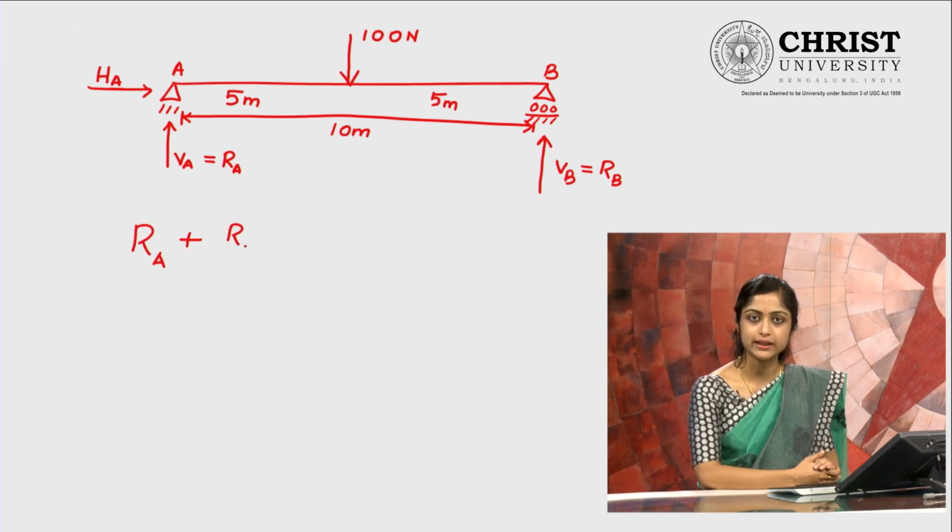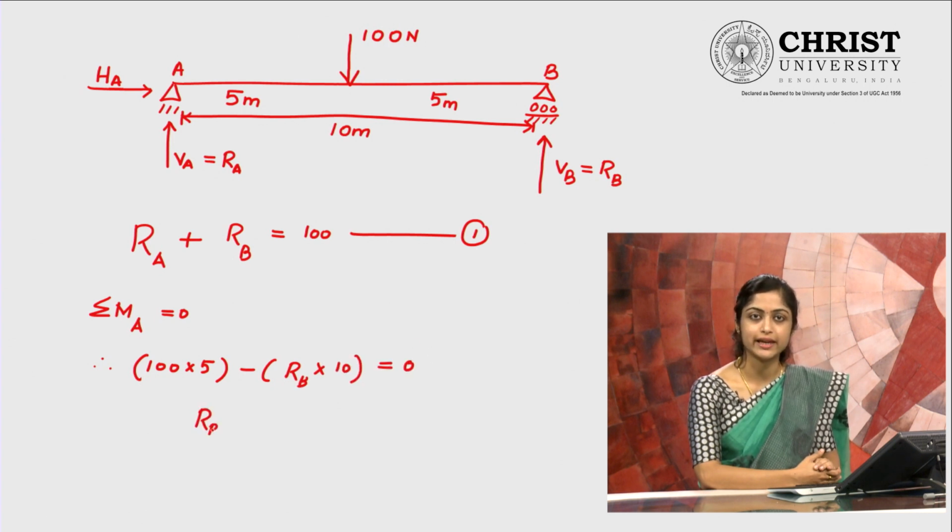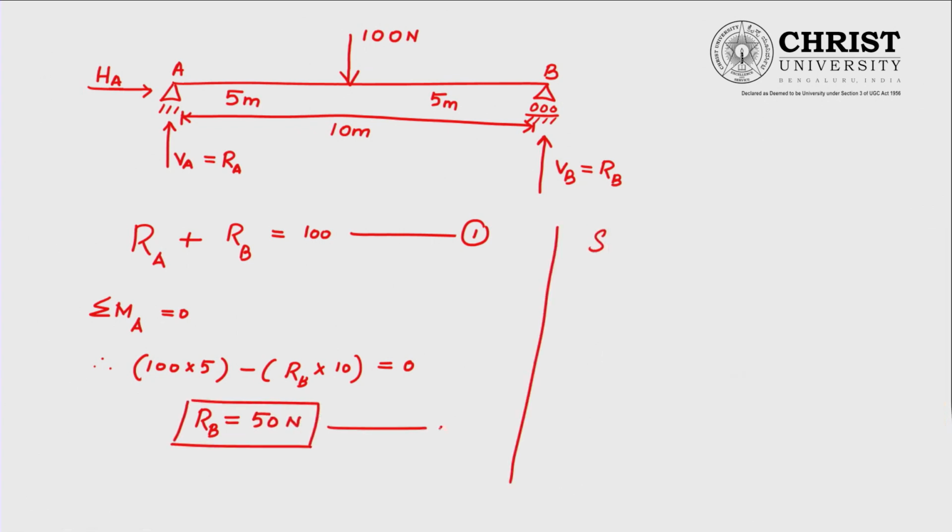RA plus RB is equal to 100, and applying the equation sigma MA is equal to 0, we get minus RB into 10 plus 100 into 5 is equal to 0. On solving this, we get RB is equal to 50 Newton. Therefore, RA is equal to RB, which is equal to 50 Newton.